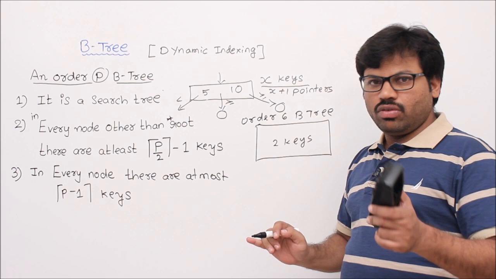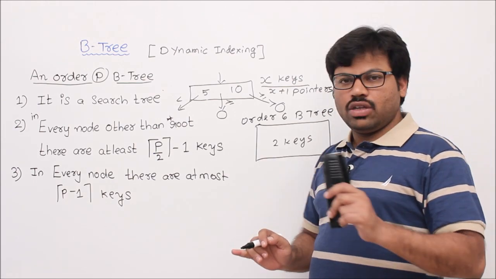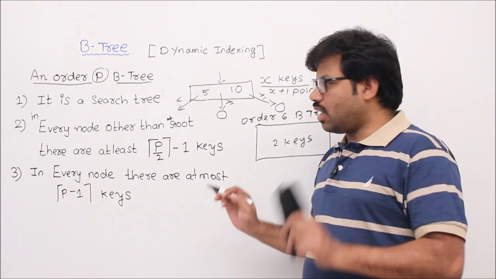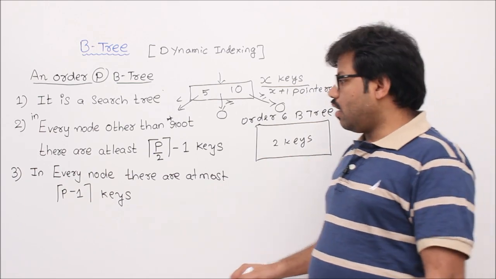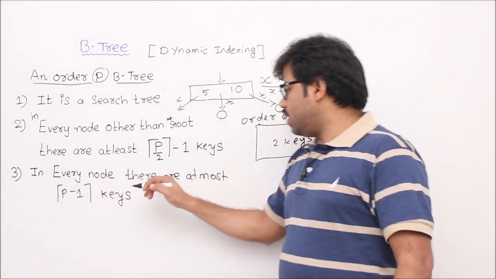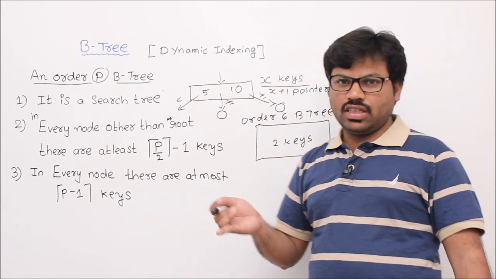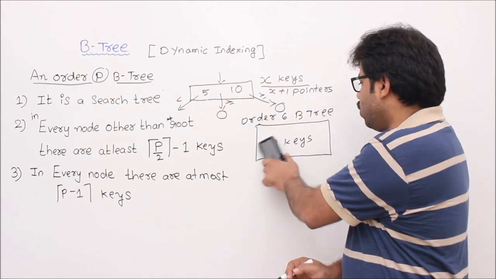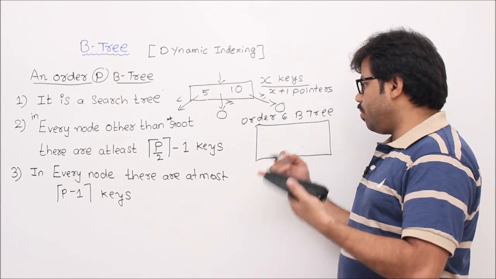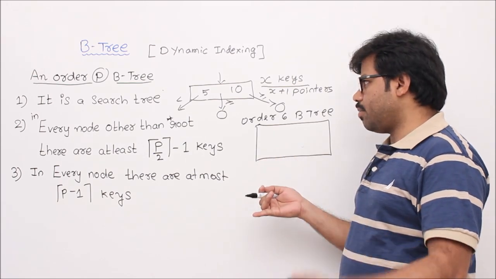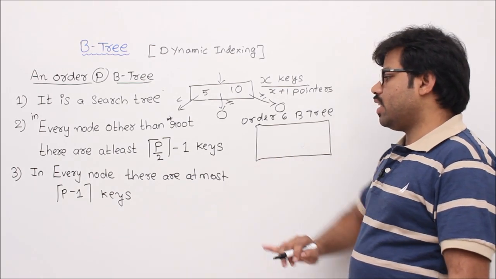So at least for this moment, just remember it, because this is not the right time to understand that. Now we will see this one. In every node there are at most p minus 1 keys. So let's say this is any node, maybe leaf, maybe non-leaf, maybe root, whatever, it doesn't matter. We should have at most p minus 1 keys.